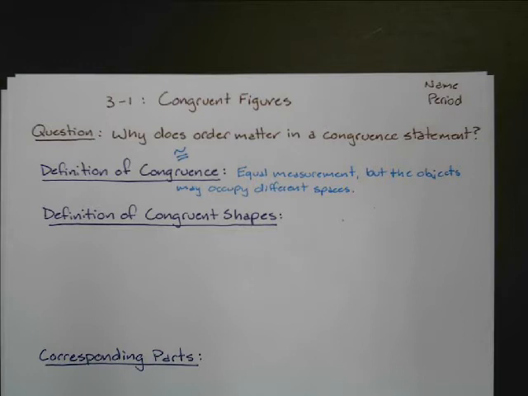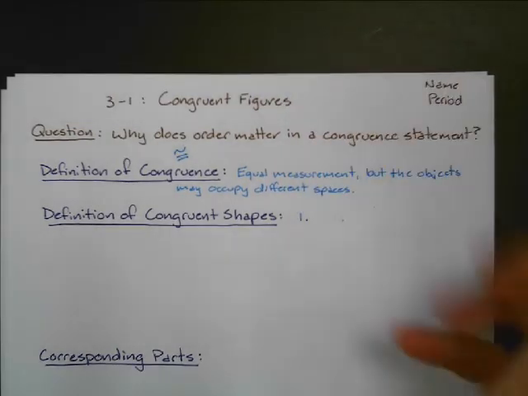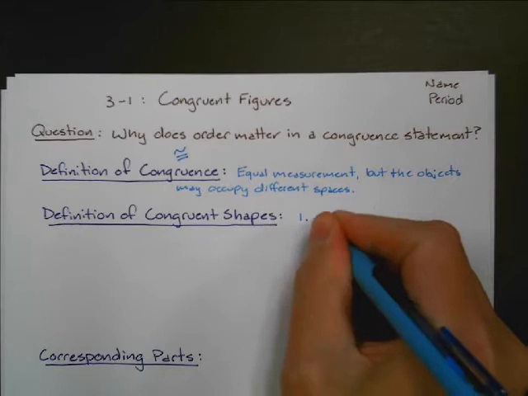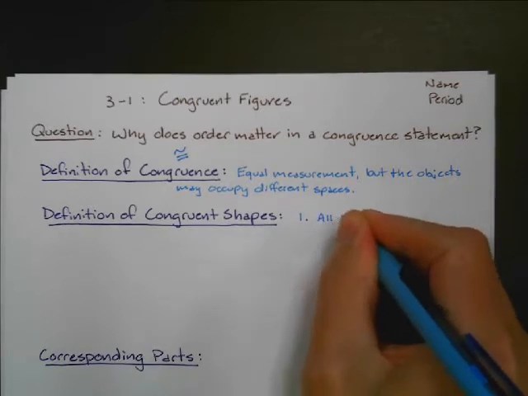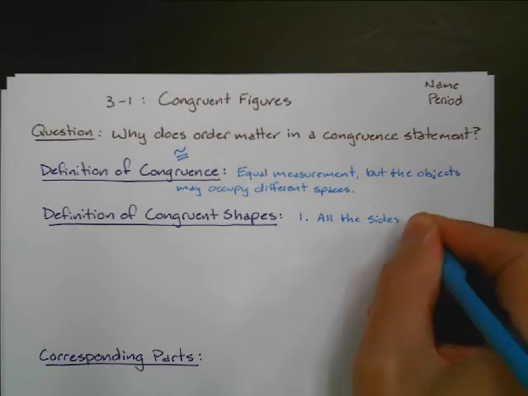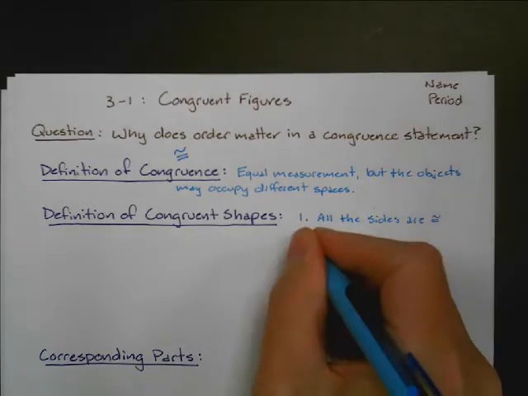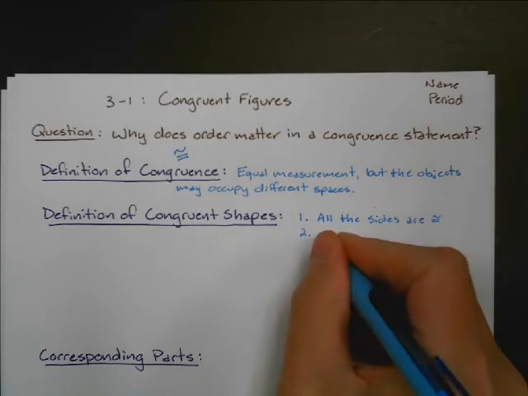All right, and now when we're doing shapes, the definition of congruent shapes is two things. Number one, all the sides are congruent. And not only are the sides congruent, all the angles are congruent.